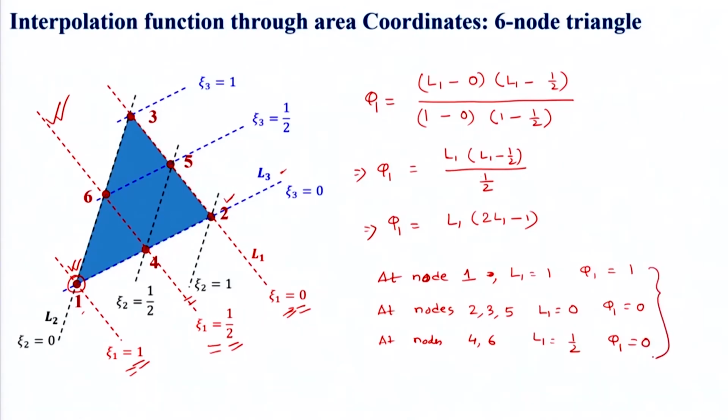So this is the interpolation property, and it has to be satisfied because the expression that we wrote in the last class is based on this property. We tried to impose this property and got this expression. So our phi 1 will be like this.